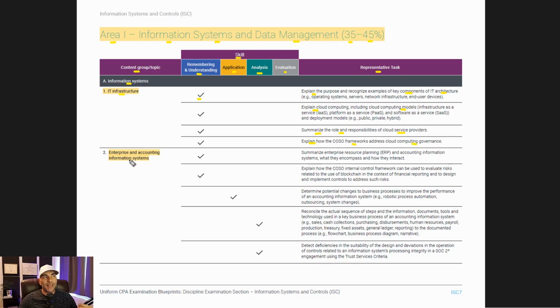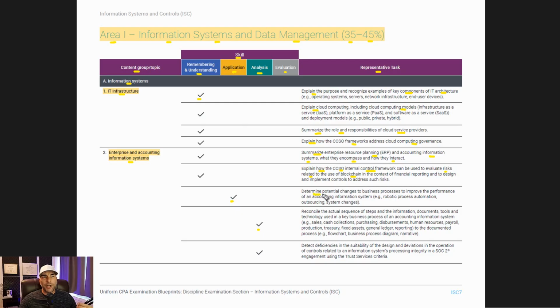Next, we have enterprise and accounting information systems. Again, here you're going to have some areas where you're going to need to do remembering and understanding, some application, and some analysis. For the first part here, you're going to need to be able to summarize enterprise resource planning, ERP, and accounting information systems and what they encompass and how they interact. You'll need to be able to explain how the Committee of Sponsoring Organizations internal control framework can be used to evaluate risk related to the use of blockchain.